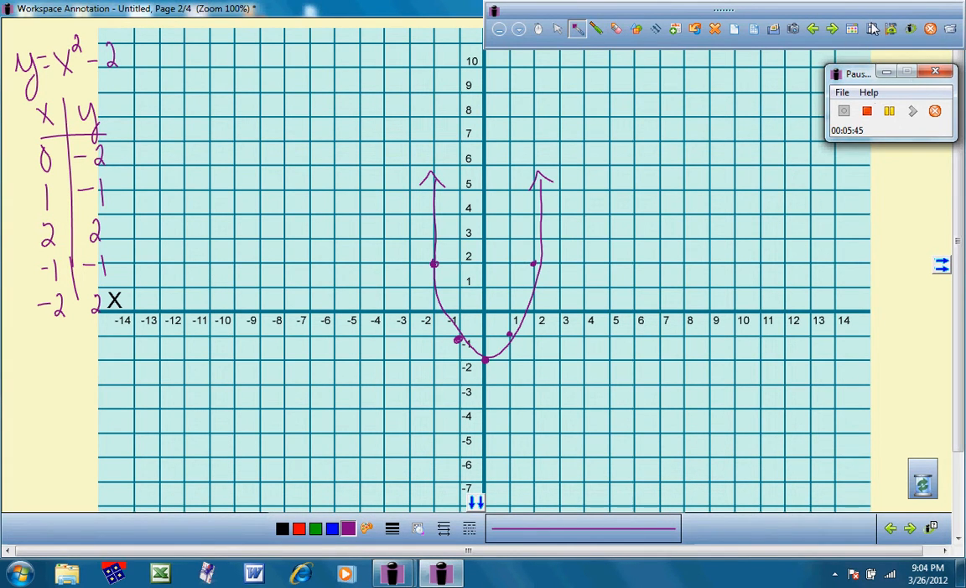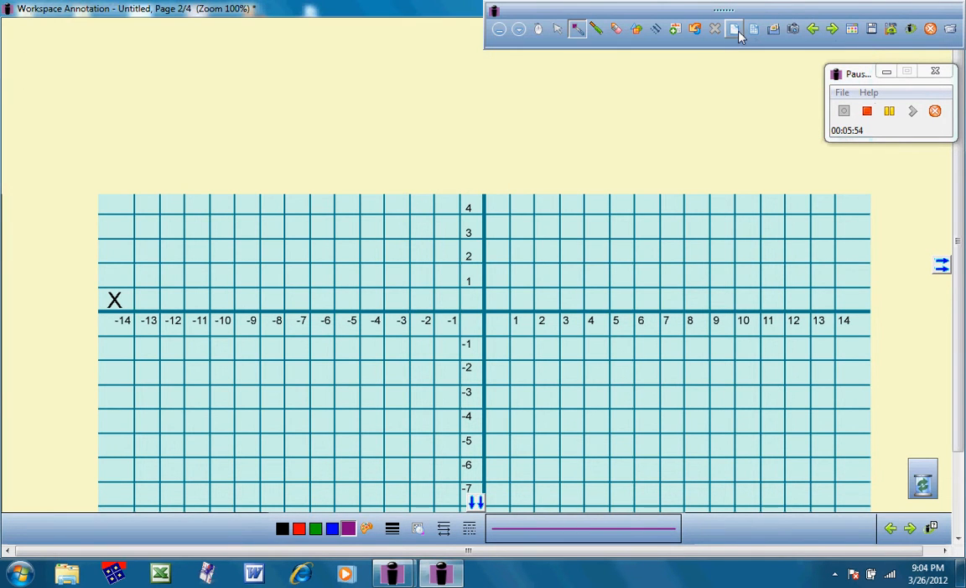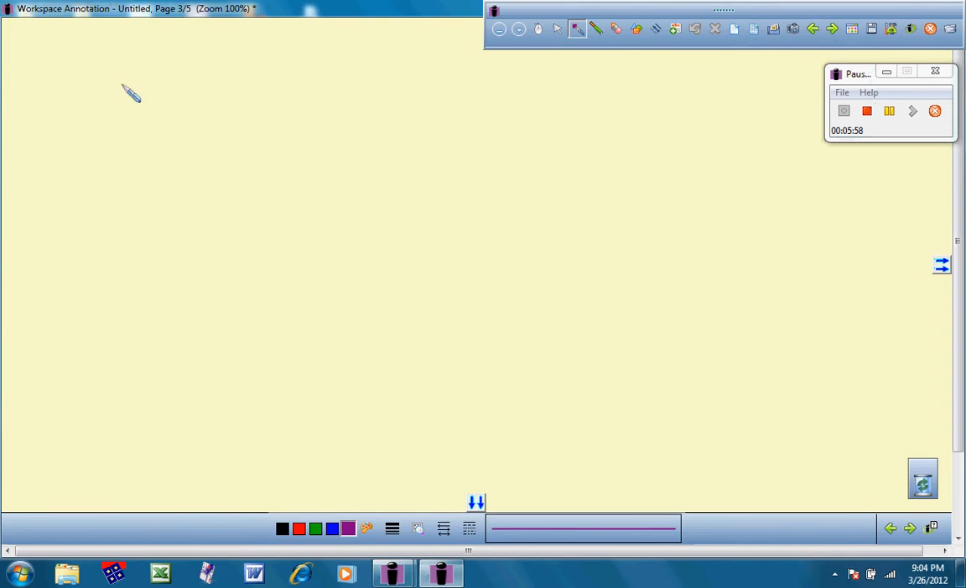The next two concepts we're going to look at are multiplying and dividing rational expressions. We started working on this last week in class. So we're going to do example 1 on page 554.